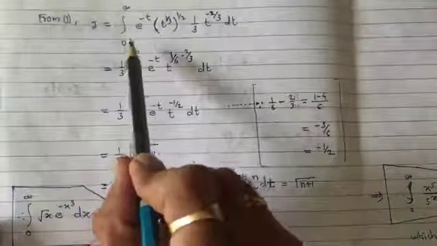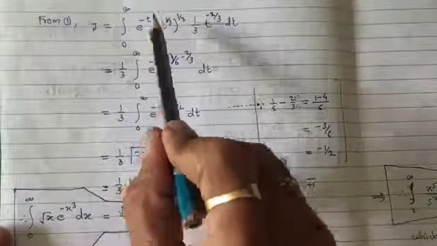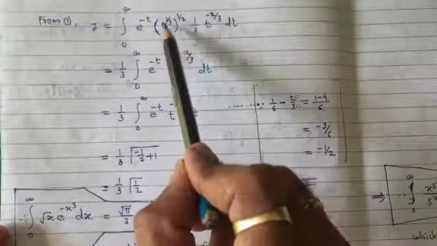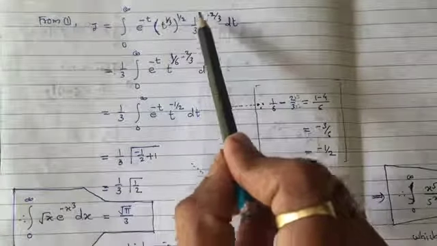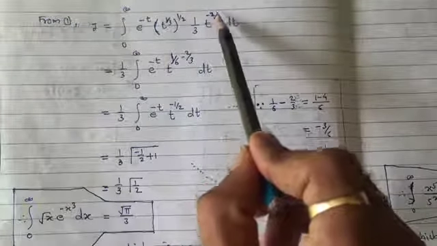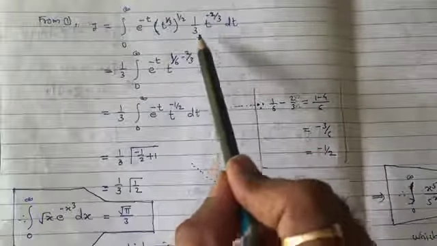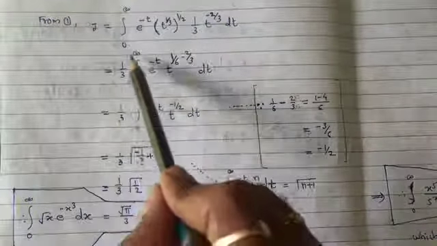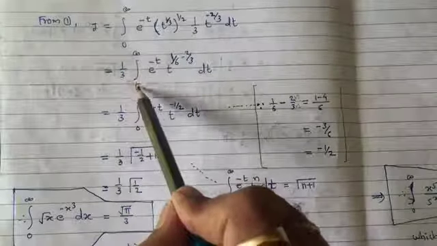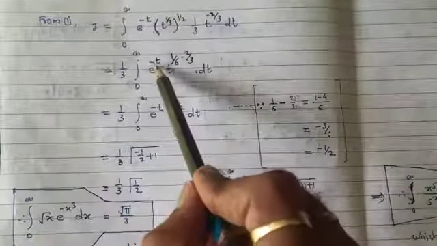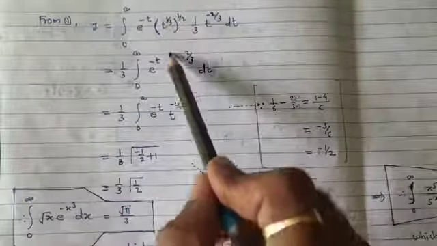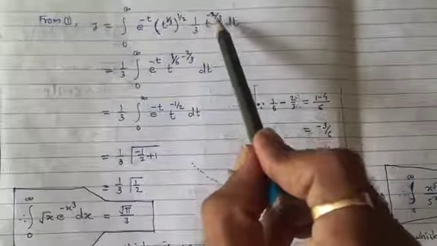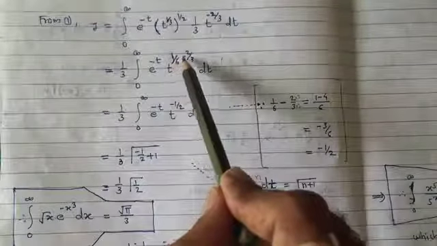Now put this value in equation number 1. Then equation 1 becomes I is equal to the integral from 0 to infinity of e raised to minus t. Now put the value of x: x is nothing but t raised to 1 by 3, raised to half, and the value of dx is 1 by 3 t raised to minus 2 by 3 into dt. Now 1 by 3 is a constant term, so take it outside the integration: 1 by 3, integral from 0 to infinity, e raised to minus t as it is. Here 1 by 3 into 1 by 2 is 1 by 6, and t raised to 1 by 6 minus 2 by 3.